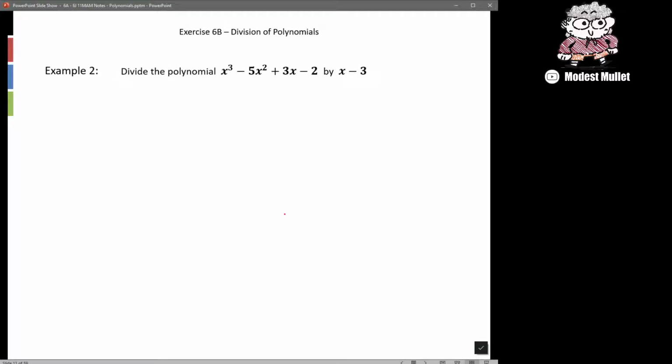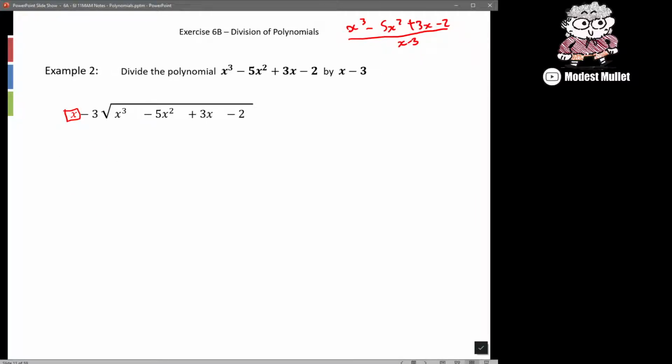So we're doing x cubed minus 5x squared plus 3x take away 2 divided by x minus 3. So just to be clear, what we're trying to do is take the polynomial plus 3x minus 2, and we're trying to divide by x minus 3. So we set it up as a long division, and again our x out the front is our key term.